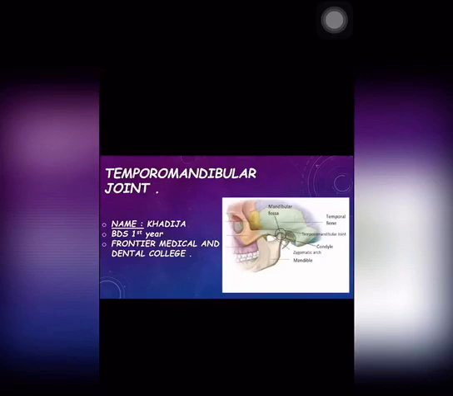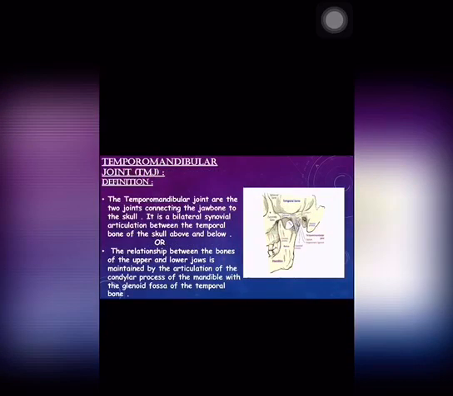What is temporomandibular joint? They are the two joints connecting the jawbone to the skull. It is a bilateral synovial articulation between the temporal bone of the skull above and the mandible below. Or we can say it is the relationship between the bones of the upper and lower jaws and is maintained by the articulation of the condylar process of the mandible with the glenoid fossa of the temporal bone. In very simple words, the TMJ is the joint between the mandible and the temporal bone of the skull.